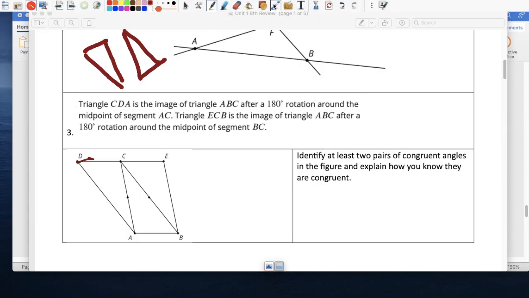Oh, I had the triangle. Oops. Oops, way too big. No, way too big. Yeah, a little better.